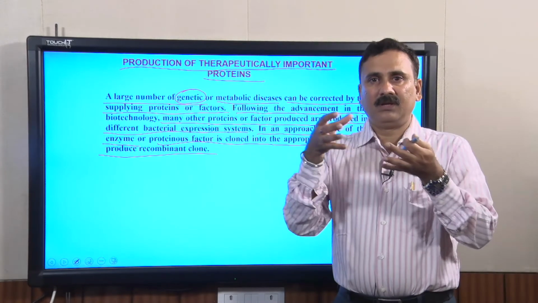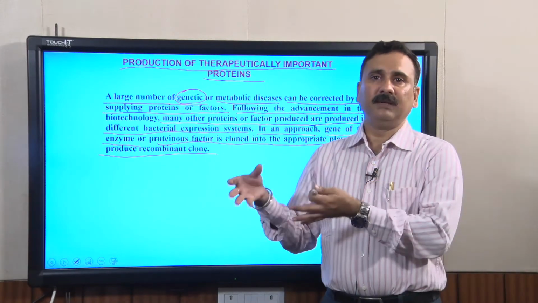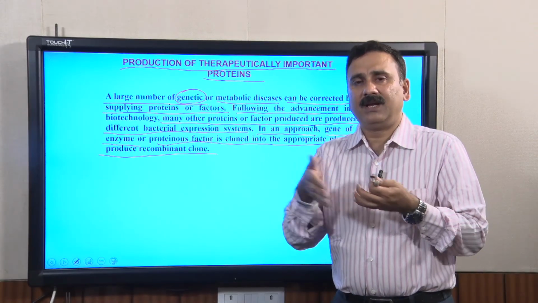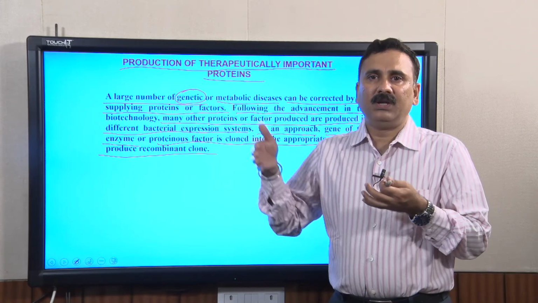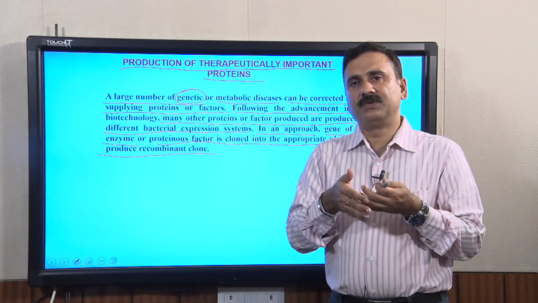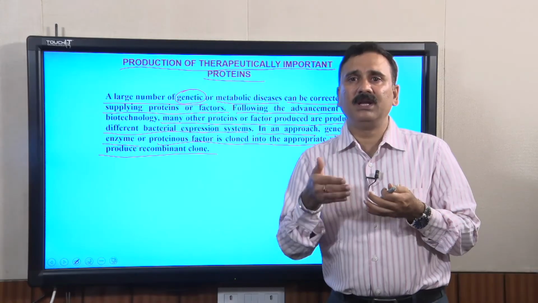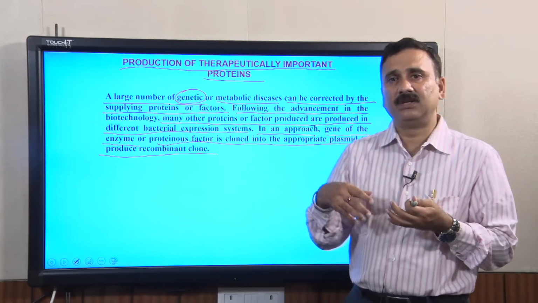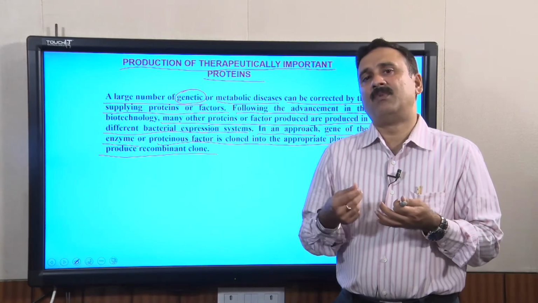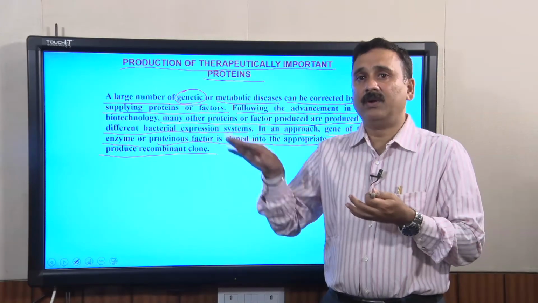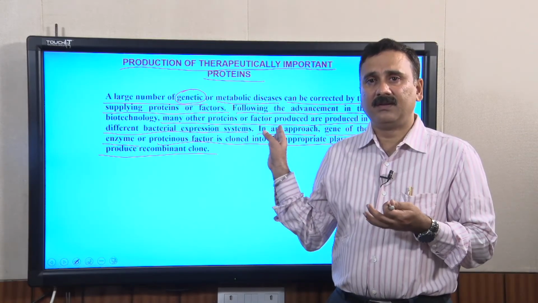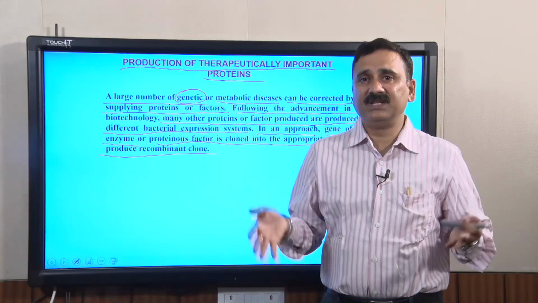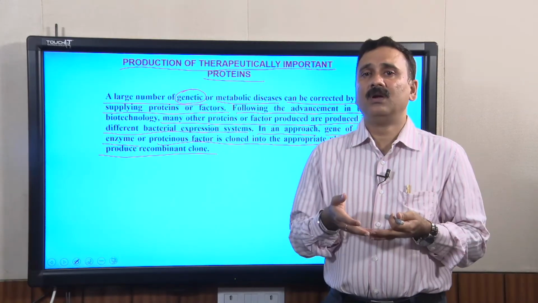For example, you might be producing insulin when you are young, but in due course, when your age crosses 40 or 50, you start producing lesser and lesser amounts of insulin. In those cases, your body requires insulin exogenously. So, you are going to supply some amount of insulin, which you produce in a recombinant system, and that is how you overcome the deficiency which develops in your body.